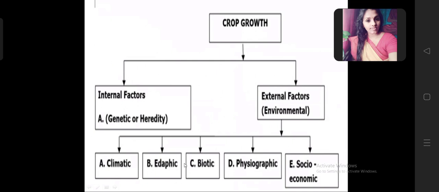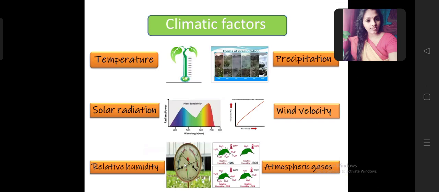Just before the examination, if you want to go over an outline, you can just view this slide only, and you will get an outline of the entire topic. Now we are going to discuss each of these topics in depth. The first one is the climatic factor. In that, temperature: how the temperature is influencing crop growth.